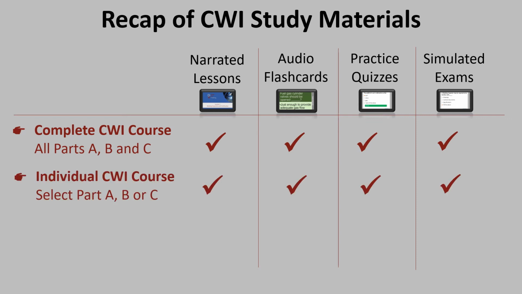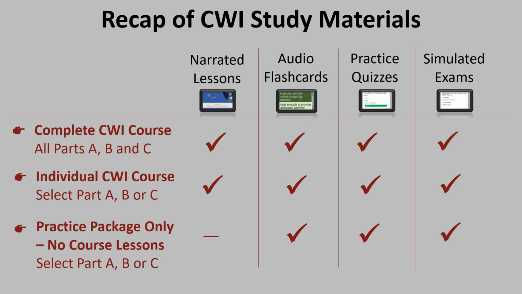Now, if you want to, you can just purchase an individual CWI course. That is, you can get the part A, B, or C, and if you do that, then you'll get the related lessons, flashcards, quizzes, and exams for that particular course that you're purchasing. And then if you just want a practice package, that is, you don't need the complete set of narrated lessons, but you want to have the flashcards, quizzes, and exams, you can then purchase the practice package. And then you can select that for whichever part you want, A, B, or C, or all 3.